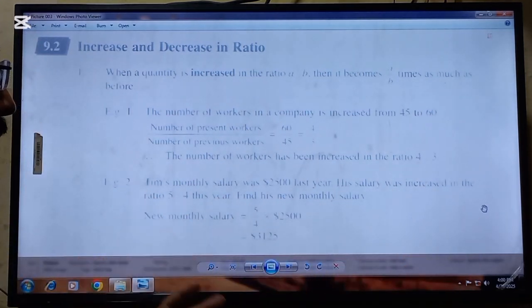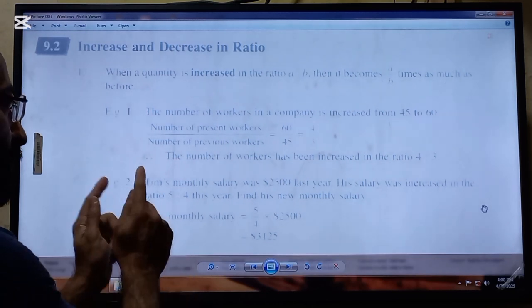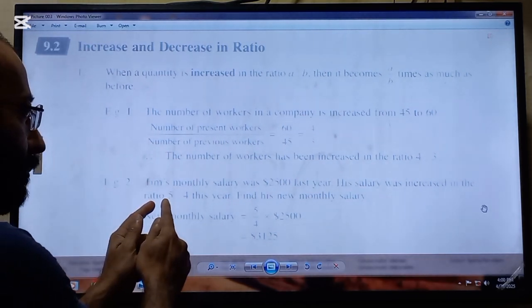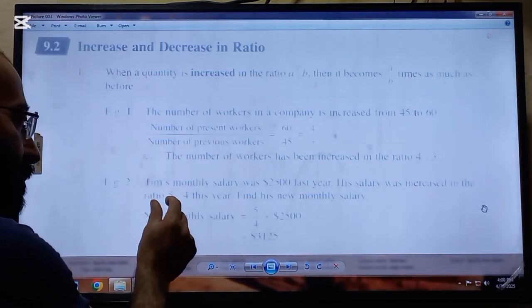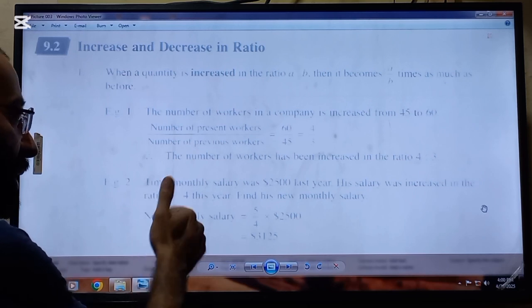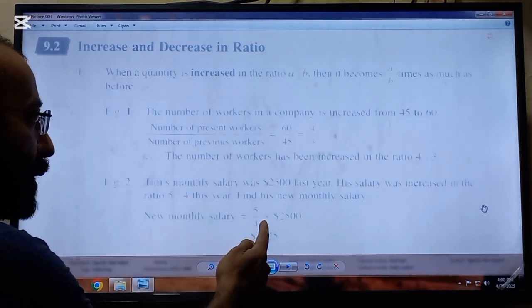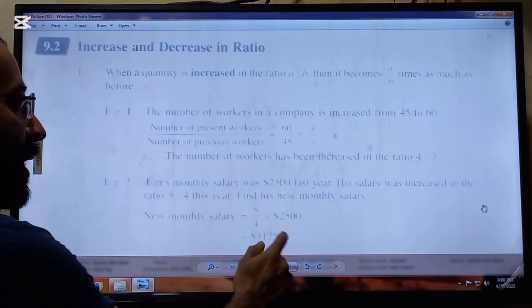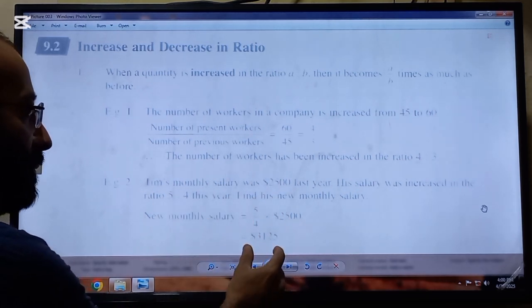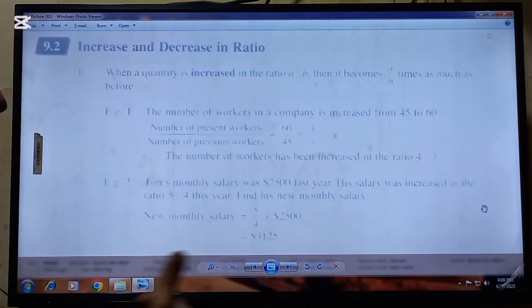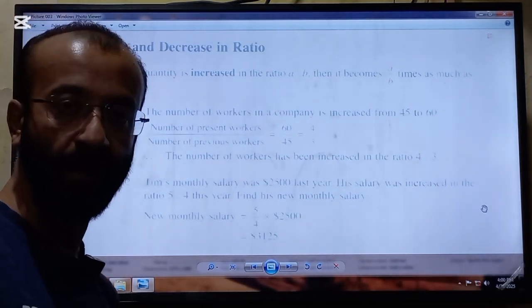So the method to solve this kind of question is to put the maximum or greater value in the numerator, the lesser value in the denominator, multiplied by the previous value, and solve it. That will give you the new quantity, the new salary. So this is the method.